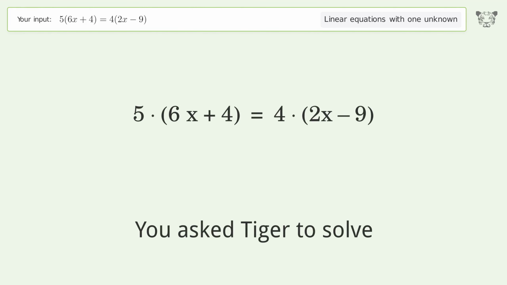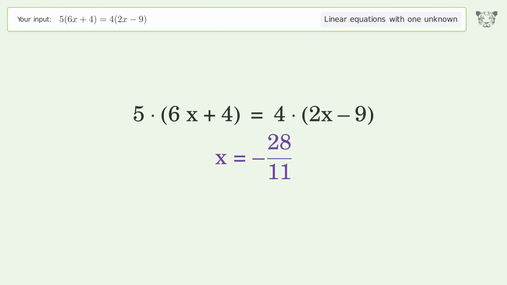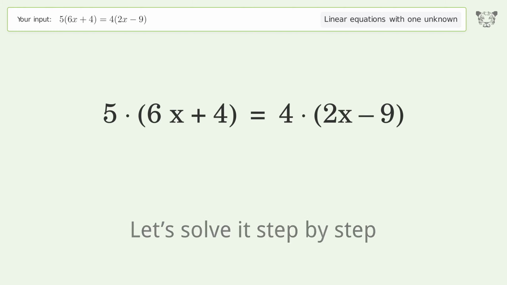You ask Tiger to solve. This deals with linear equations with one unknown. The final result is x equals -28/11. Let's solve it step by step.